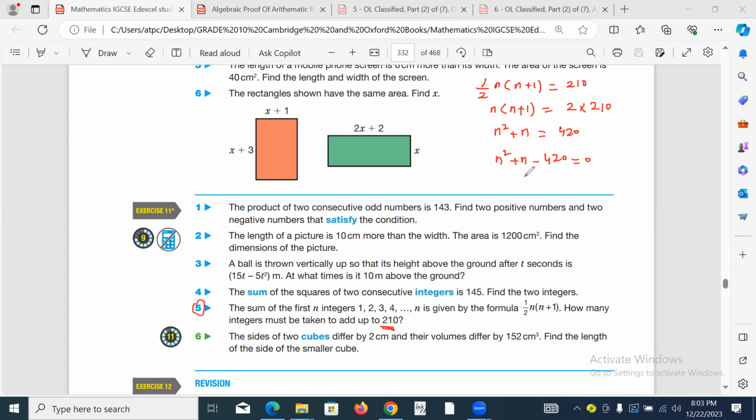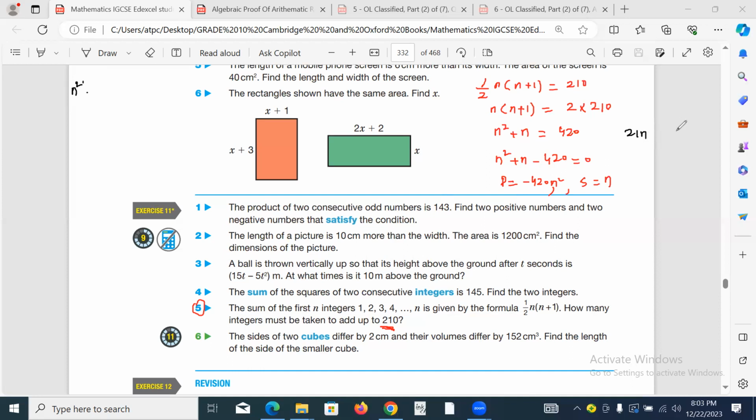Now it's a general equation in the form of n, and we say that it's in quadratic form, and our product is negative 420 n squared, and the sum is n. We are looking for two values which multiply to get 420 and whose difference gives n. So if you think about 21 and 20, you will get exactly 420. So we can say that n squared, and we need plus n.